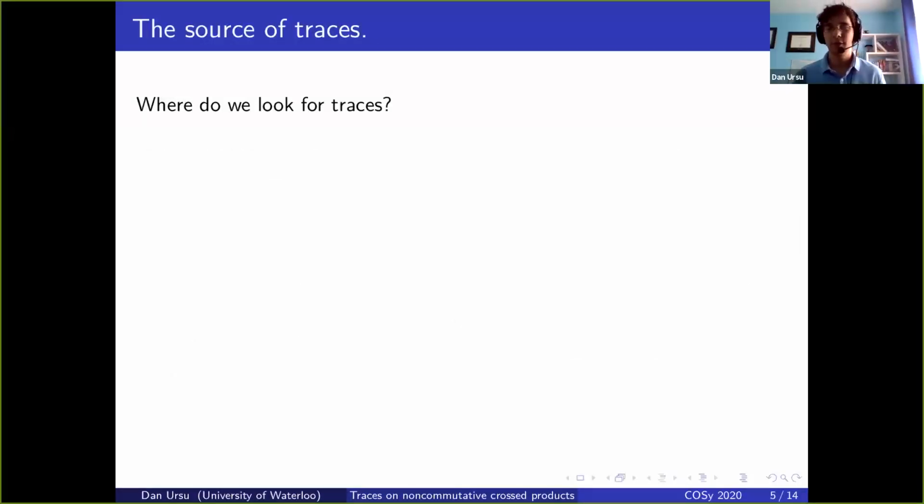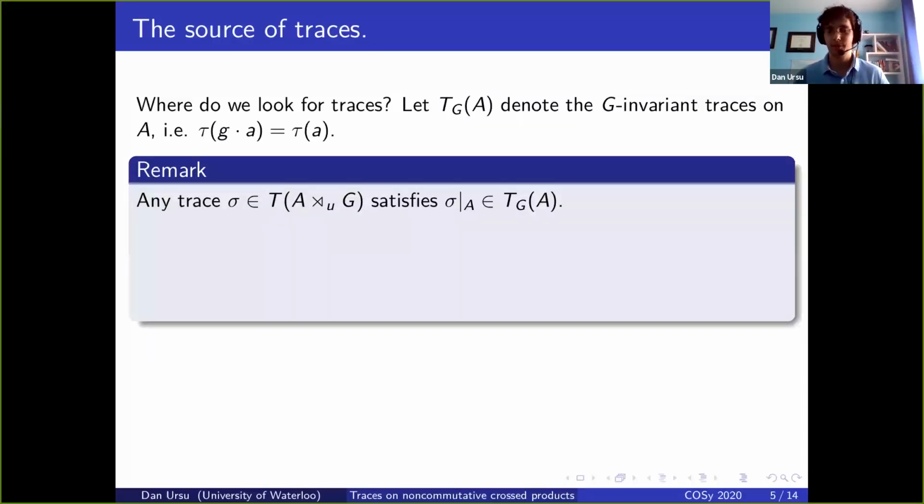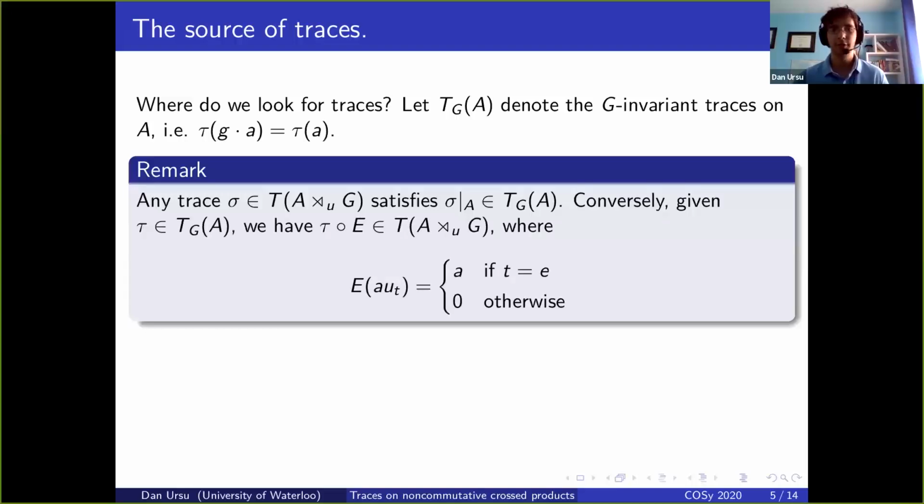Okay, so what are going to be the sources of traces on cross products? Well, here's a result which only takes one or two lines to check. If you start with any trace on the universal cross product and you restrict down to A, you get a G invariant trace on A. And conversely, whenever you start with a G invariant trace on A, you can extend it to a trace on the cross product canonically by just composing with the canonical conditional expectation, which just sends the element a U_t to itself if t is the identity element of your group and 0 otherwise.